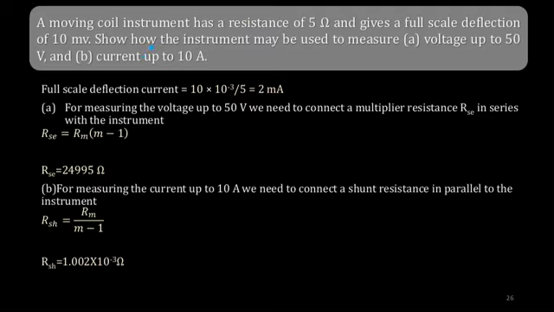Now we will take this example. A moving coil instrument has an internal resistance of 5 ohm and gives a full scale deflection of 10 millivolt. Show how the instrument may be used to measure a voltage up to 50 volt and current up to 10 amperes. Now the full scale reading of the meter is 10 millivolt with 5 ohms. So you can easily calculate the current through the meter, that is 10 millivolt divided by 5 ohm, which will give you 2 milliamperes.